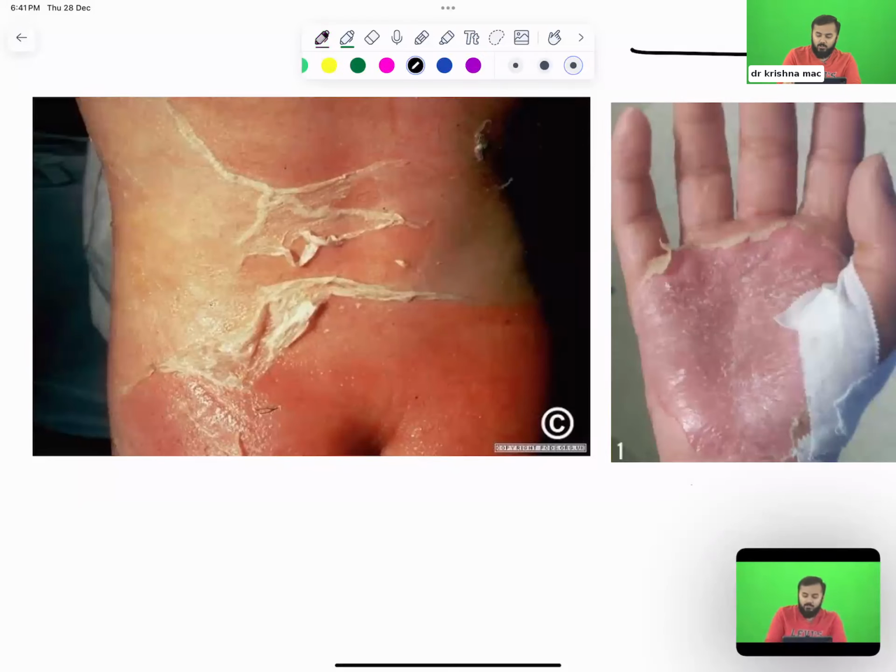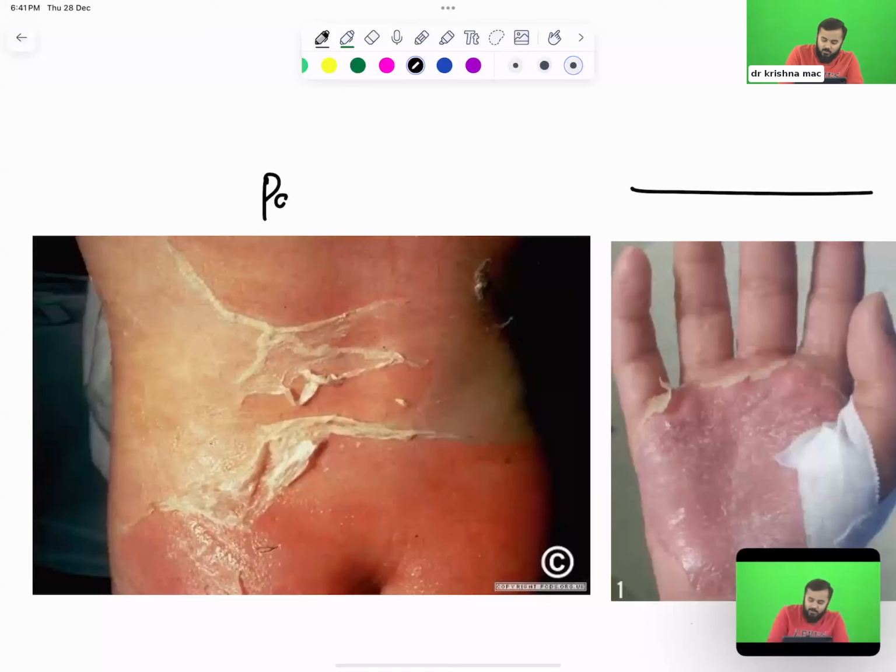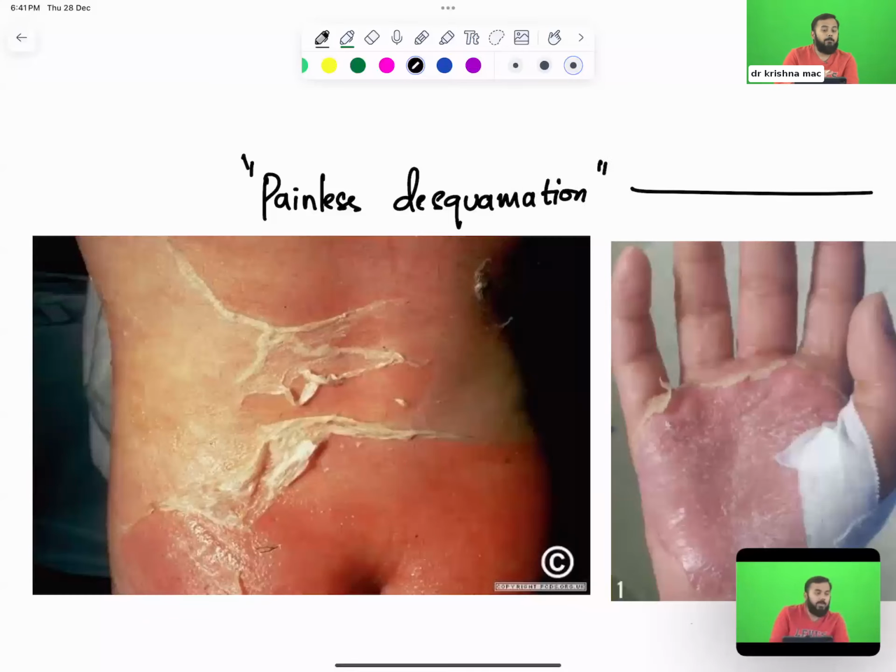Just look at the picture and see how red it is. Don't you think the patient will have a very painful desquamation? Yes or no? Wrong. Sultan is right. This is painless desquamation. This kind of desquamation is completely painless. Everyone is clear with this now?